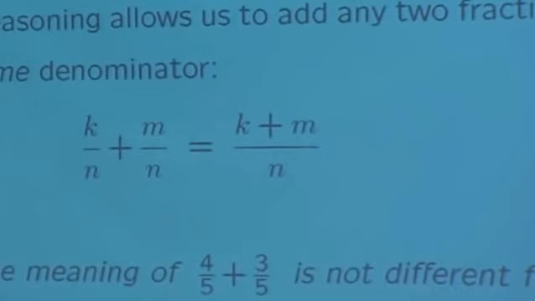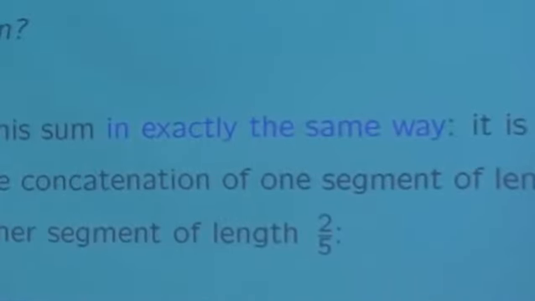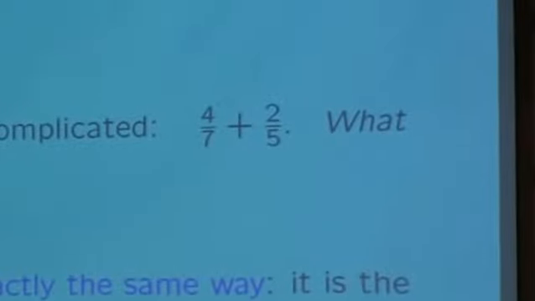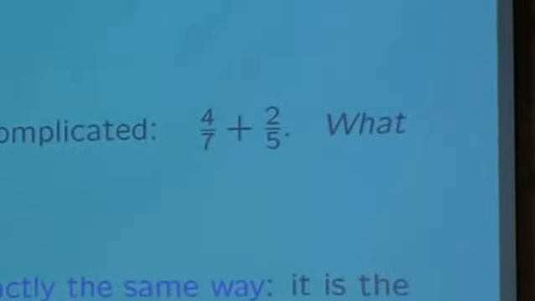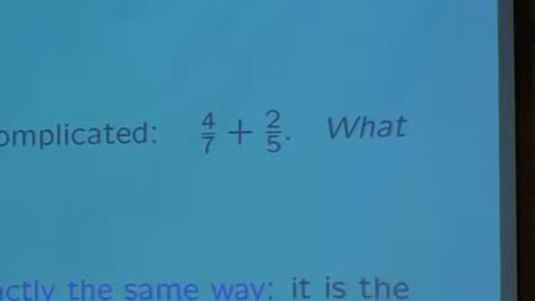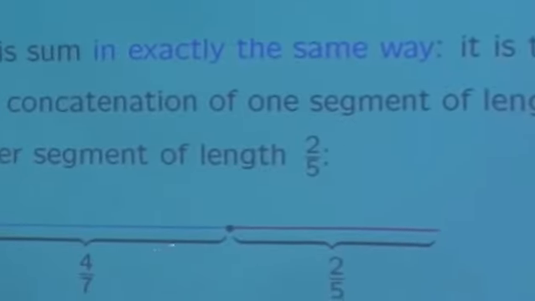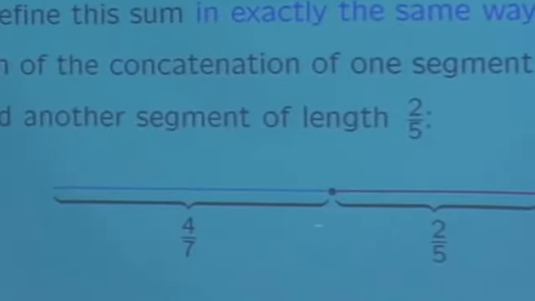Next one. Okay, that's really a summary, right? So, just summarize what I just said. Now, the next thing is, of course, take two complicated things, 4/7 and 2/5, the problem we started with. First, what does it mean? Well, the meaning is not going to change. It's the length of the concatenation. Combining things, that is not going to change. Adding is always combining things.